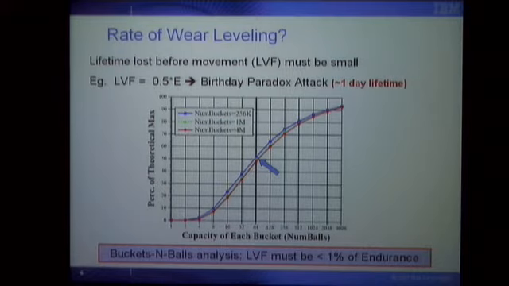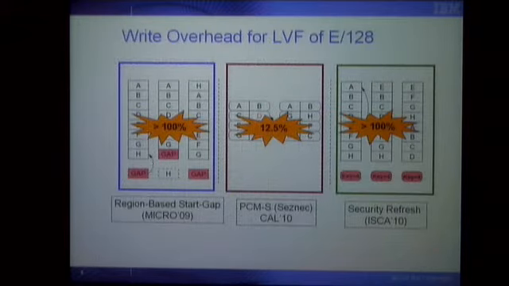What does this mean? To ensure that the line does not lose more than, let's say, 1% of its lifetime, you need to do wear leveling at a much faster rate, at a very rapid rate. For example, for randomized region-based start gap, you need more than 100% overhead. For the table-based scheme from Sesnick, you need 12.5%. For security refresh, you again need more than 100%.